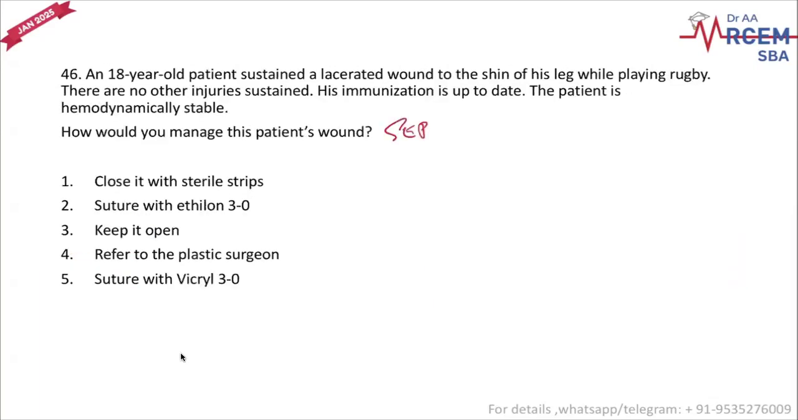This has again appeared in September 24. An 18-year-old patient sustained a lacerated wound to the shin of the leg while playing rugby. There are no other injuries sustained. His immunization is completely fine. The patient is stable. How do you manage?